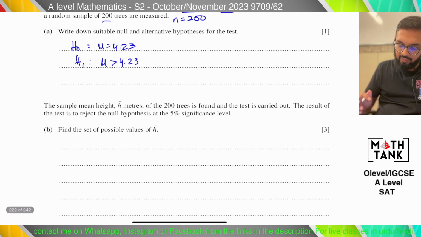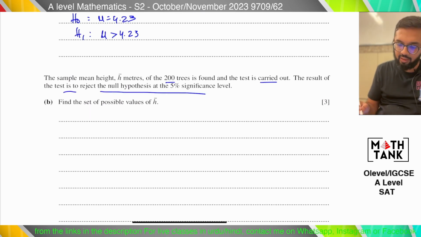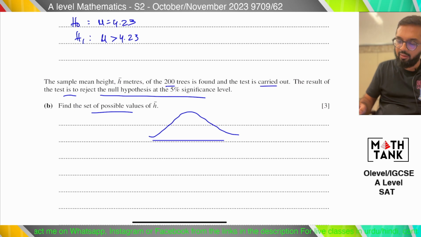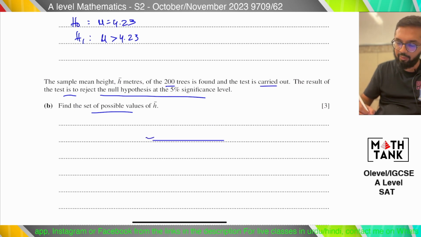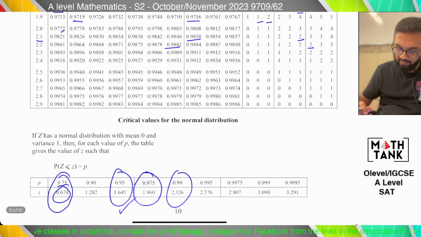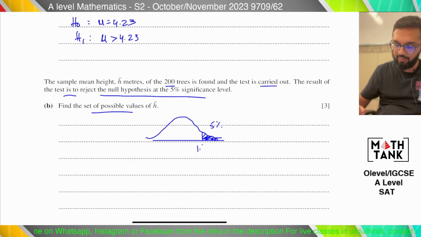The sample mean h bar meters of the 200 trees is found and the test is carried out. The result of the test is to reject the null hypothesis at the 5% significance level. So it's an upper tail test. What I want to calculate is the start of the rejection region. So I'm going to calculate the probability here. 95% is 1.645. So I'm going to write 1.645.